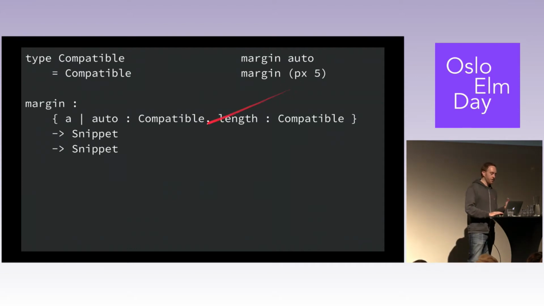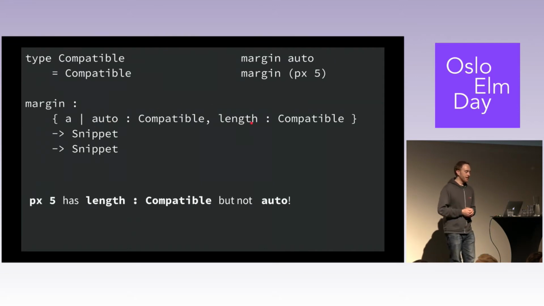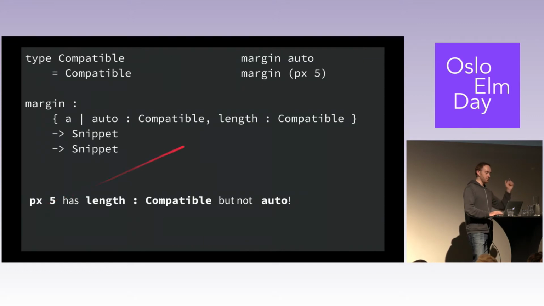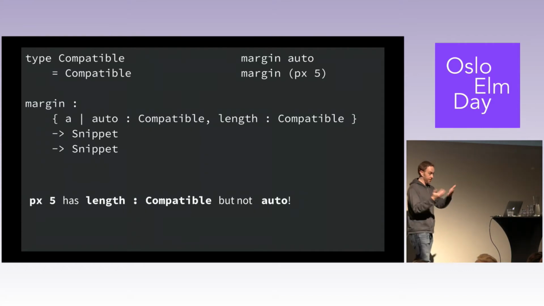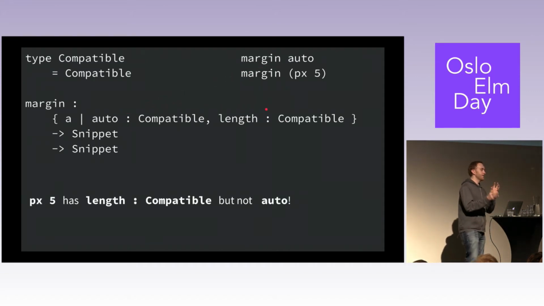I was like, okay, so I want it to be compatible with auto and also to be compatible with length. Turns out, though, that doesn't quite work. So pixels should have a length compatible, but it should not have auto compatible. Because if pixels are auto compatible, that means that anything that accepts auto will also accept pixels, which, for example, cursor. So that wasn't quite going to work. So this type right here, the idea was almost there, but it didn't quite work.